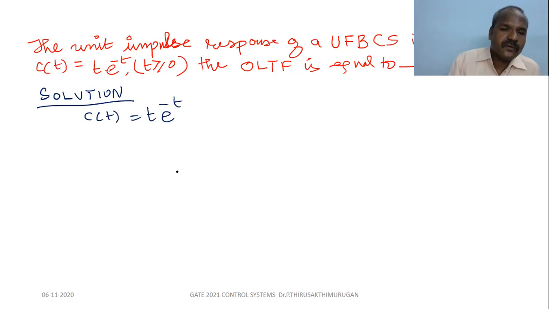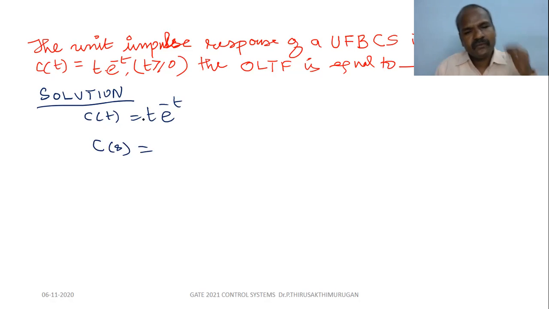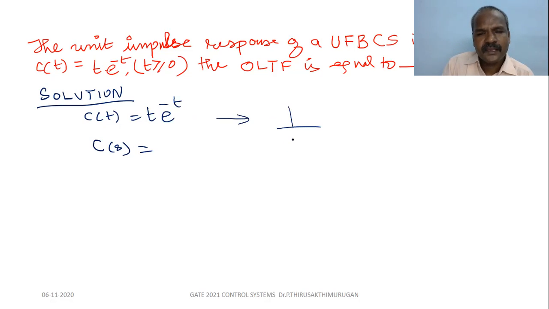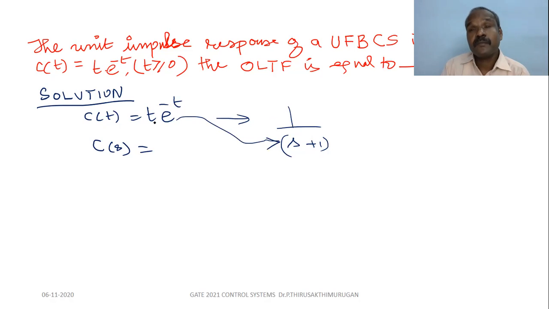If you apply the Laplace transform, C of s equal to the Laplace transform of t into e power minus t. Applying the shifting theorem, e power minus t comes from s plus 1, so 1 by s plus 1. And the Laplace transform of t is 1 by s square.